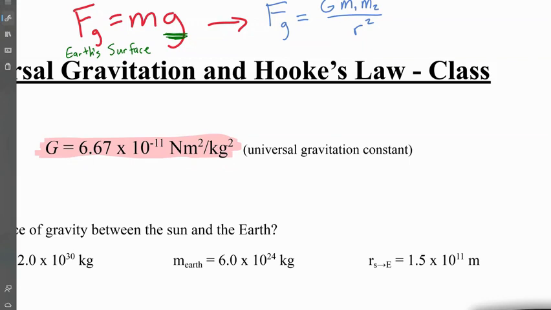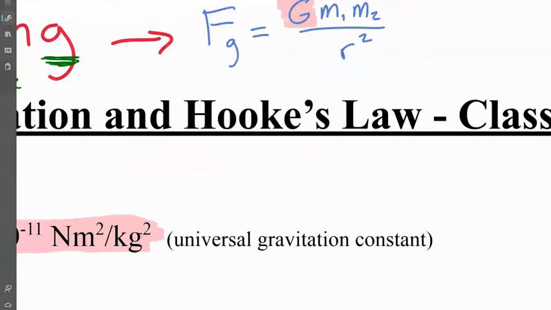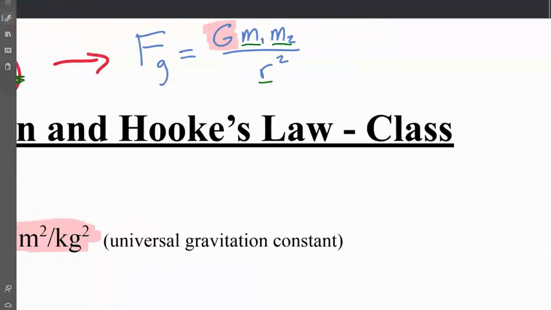You don't have to remember those units. They're given to you. So this capital G is this constant. Mass 1 is m1, the mass of one object we're looking at. Mass 2 is m2, the mass of whatever the other object is that we're looking at. And then r is the distance between the centers of those objects.